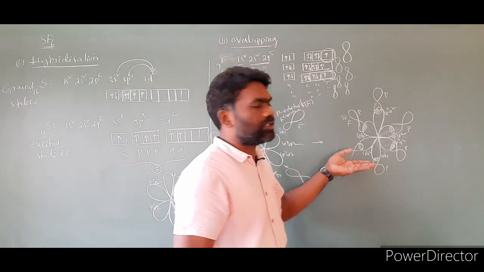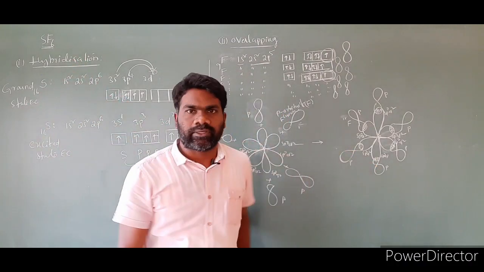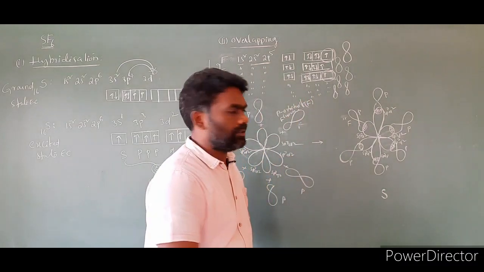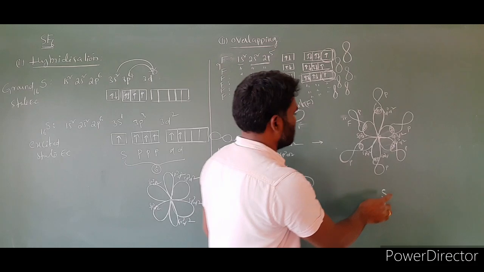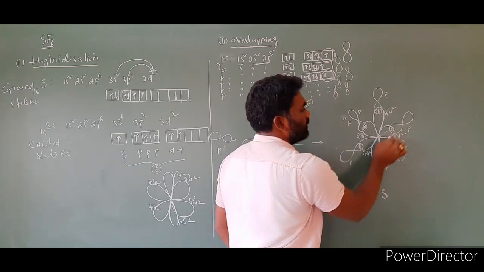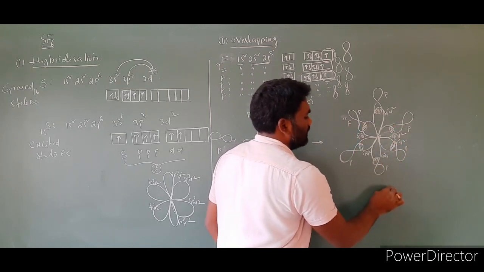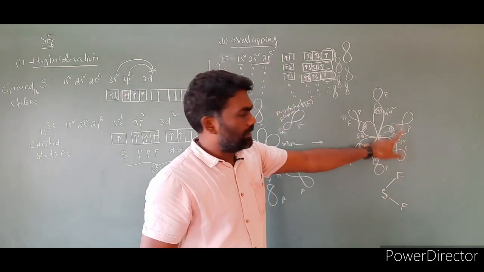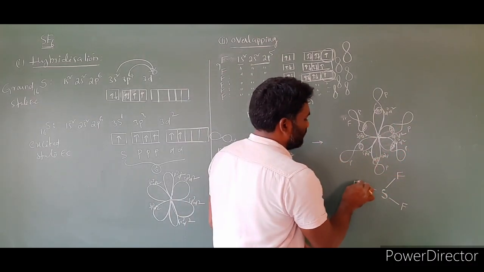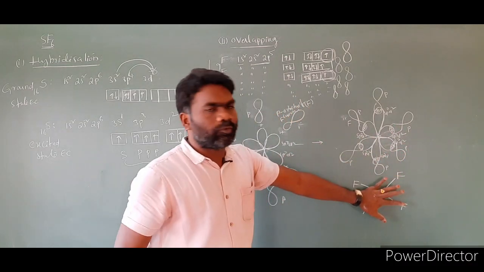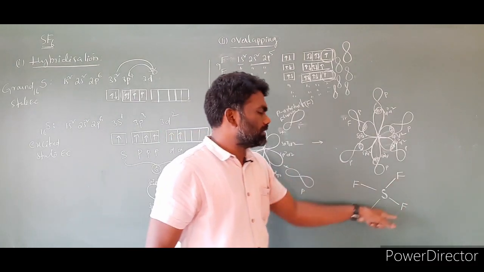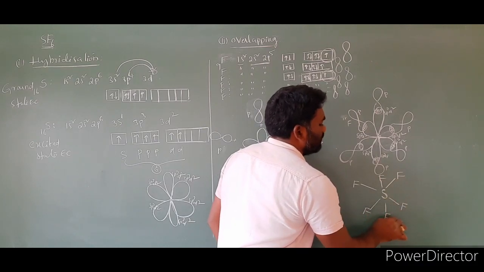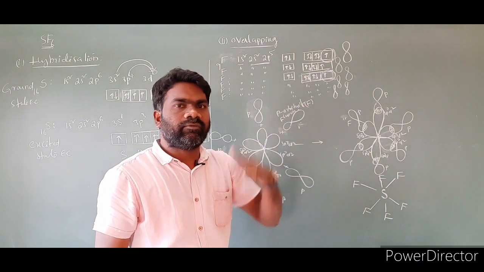So we have to write the structure of the SF6 molecule. Sulfur is present at the center, and we have 6 fluorines. So this is one fluorine, second, third, fourth, fifth, sixth. This is the first fluorine I wrote, and this is the second fluorine. Next I am writing this fluorine, this is the third, and this is the fourth fluorine. These 4 fluorines are present in one plane. One fluorine is above the plane, and one fluorine is below the plane.